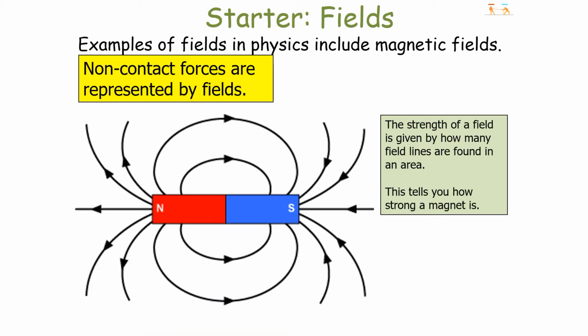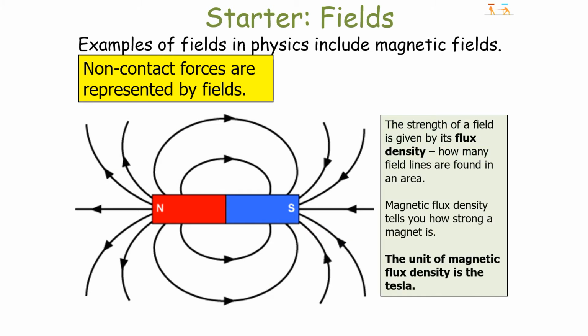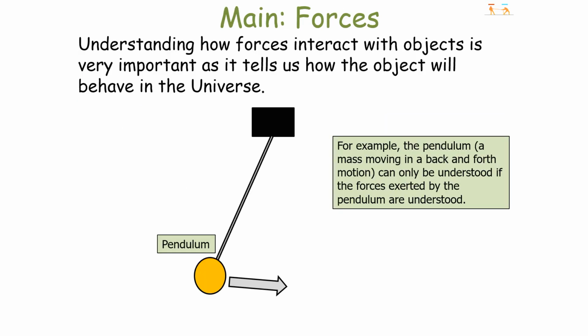So the strength of a field is given by how many field lines are found in a particular area. This indicates how strong a magnet is. Now, the correct name for magnetic field lines is magnetic flux, and the strength of the field is given by its flux density, how many field lines are found in an area. So the magnetic flux density tells you how strong a magnet is, and the unit of magnetic flux density is the Tesla.